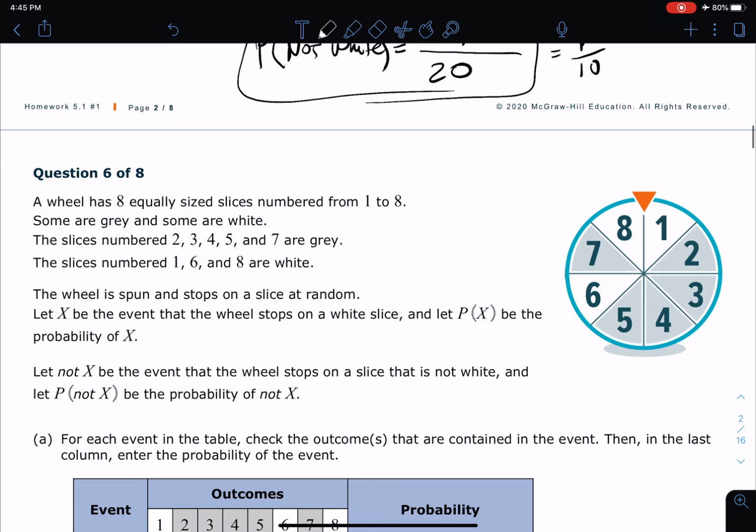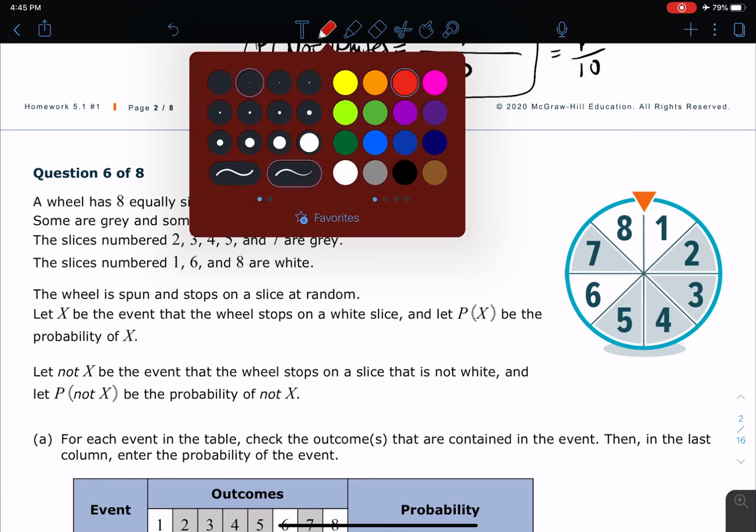Number 6. A wheel has 8 equally sized slices numbered from 1 to 8. Some are gray and some are white. The slices numbered 2, 3, 4, 5, and 7 are gray, and slices numbered 1, 6, and 8 are white. The wheel is spun and stops on a slice at random. Let X be the event that the wheel stops on a white slice. What's P of X, the probability of X? Okay, so I'm going to use some color here.